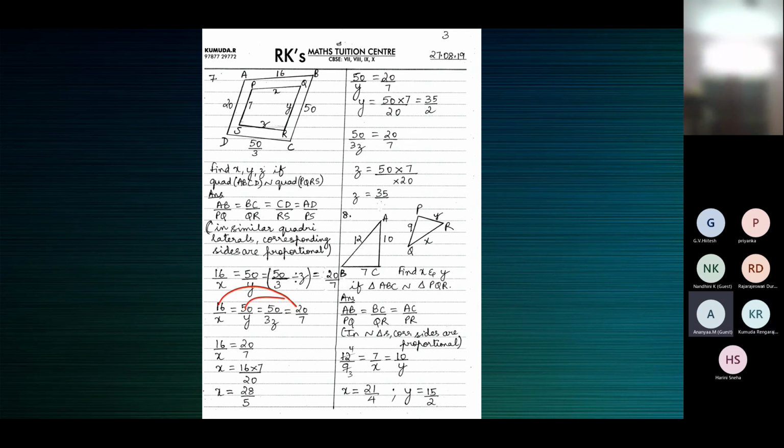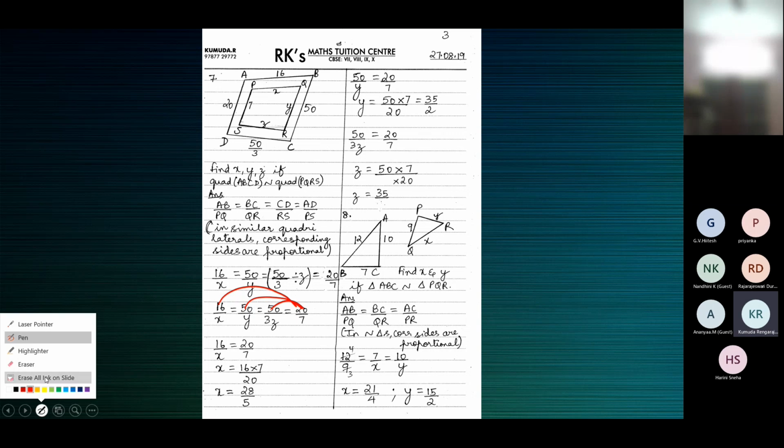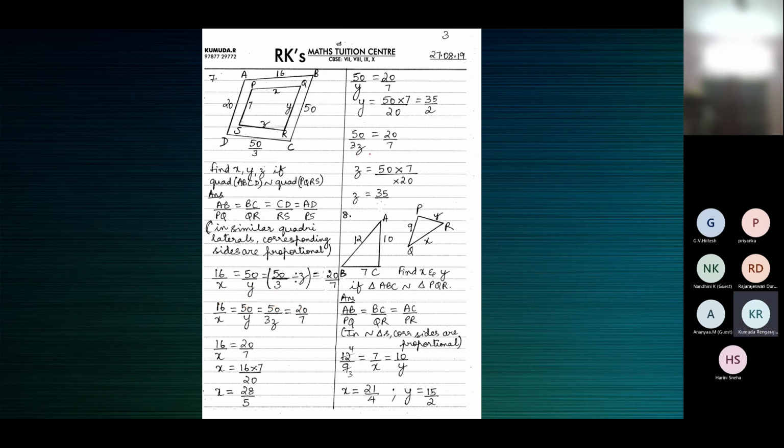Find x by 6. Oh, there's something missing here. I've erased and then forgotten to write. What should it be? 50/3z is equal to 20. 50/3z. Okay, z is equal to 3 into 20, which is 35/6. Yes, 3 into 20, zero, let's cancel. 35/6. Oh, yeah, correct. So I must have gone wrong in calculating. Using that whitener, I had erased it and then forgotten to write.